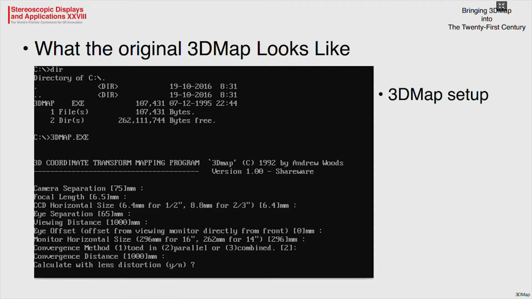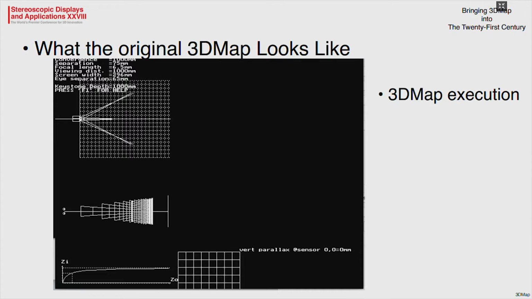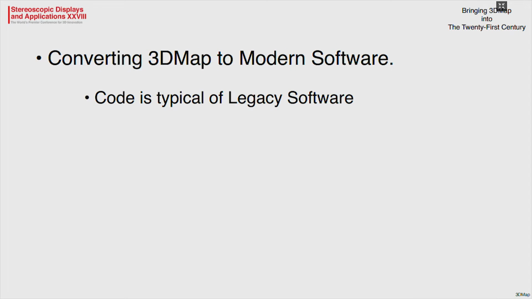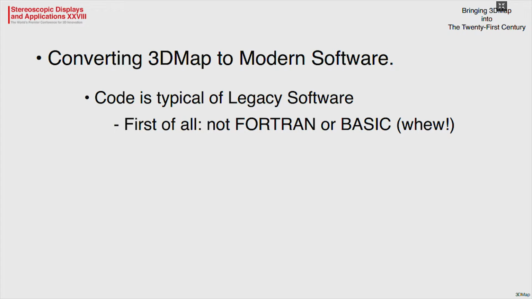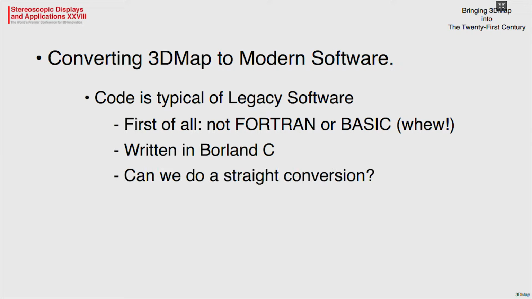So here's some visual displays. As you can see, it's fairly typical of the kind of displays we had in the 1990s. And this is just about when computer graphics was beginning to blossom. Here's another example of what we saw. Now, the code is typical of legacy software. I will say that, fortunately, it was not written in Fortran or BASIC. It was written in C. I'm very familiar with C. A lot of us are very familiar with that language.